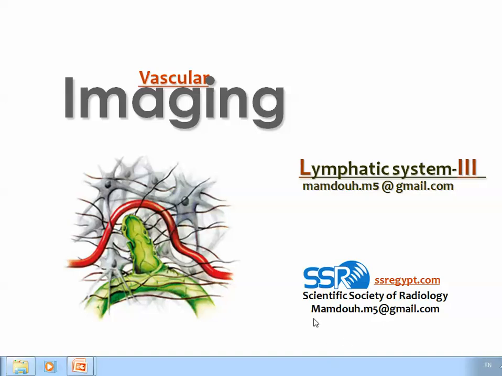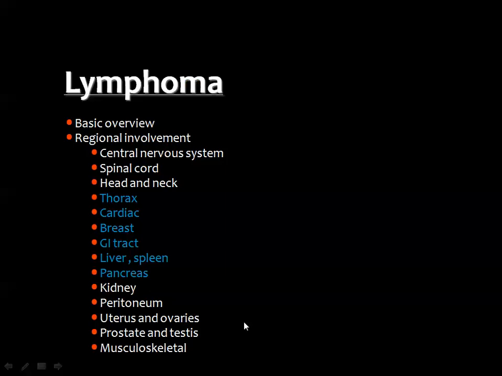Dear colleagues, we'll continue the discussion of the lymphatic system. We have started the discussion of lymphoma, and this is the second talk concerning the imaging of lymphoma. You remember we have talked about lymphoma of the central nervous system as well as the spinal cord. Then we discussed also lymphoma of different anatomic parts of the head and neck.